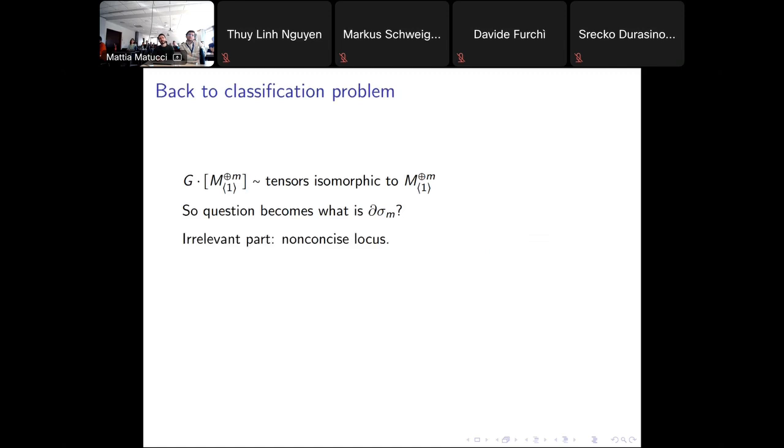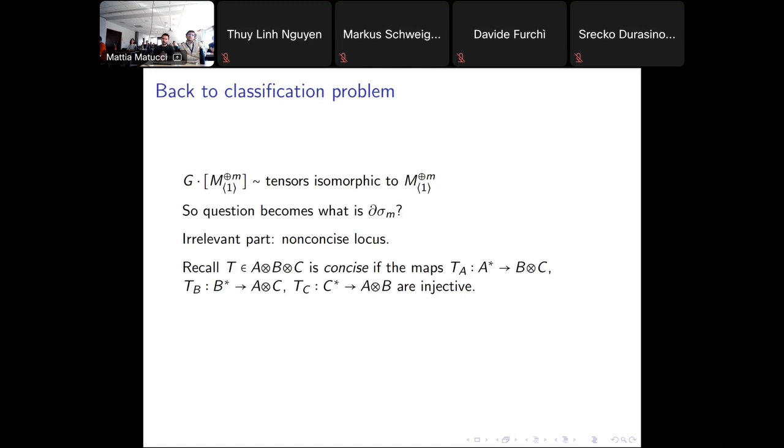And there's an irrelevant part of it, which is this non-concise locus. Namely, recall a tensor is concise if these three maps are injective, that is to say, if you need all of each vector space, you cannot stick your tensor in a smaller space. And if you can, then you should be working on a different problem, problems of tensors in this smaller space. But today, I'm going to study the other one. So I throw away those. Those are boring to me. Not boring, but not relevant for today.